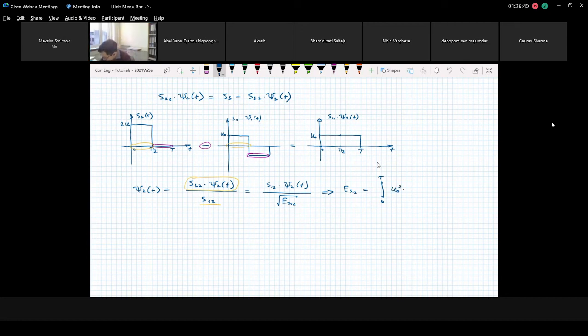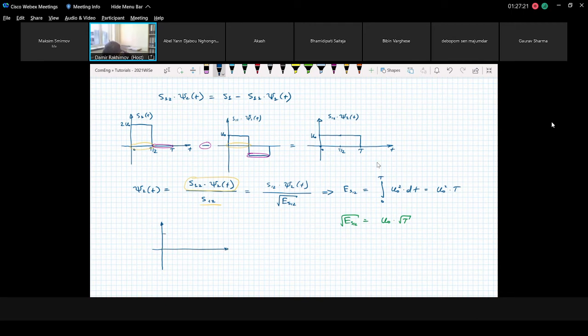U0 squared times dt, and it gives us U0 squared times t for the energy of the remaining part. We can write that square root of S12 equals U0 times square root of t, and then we plot how our second basis function will look.